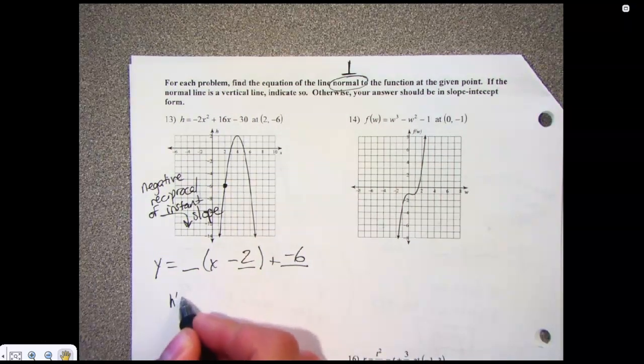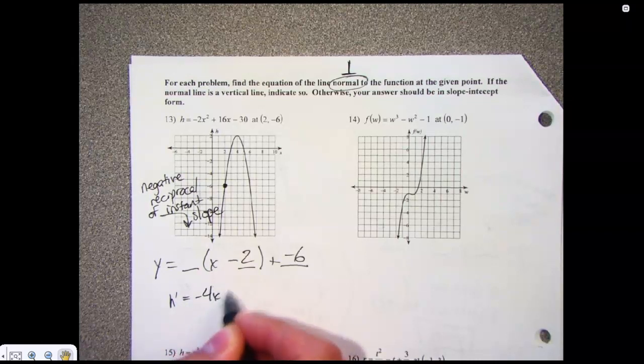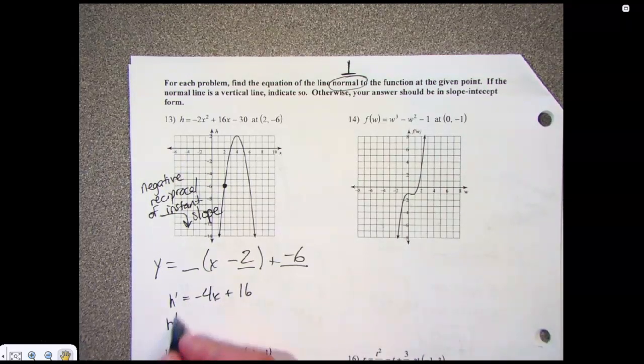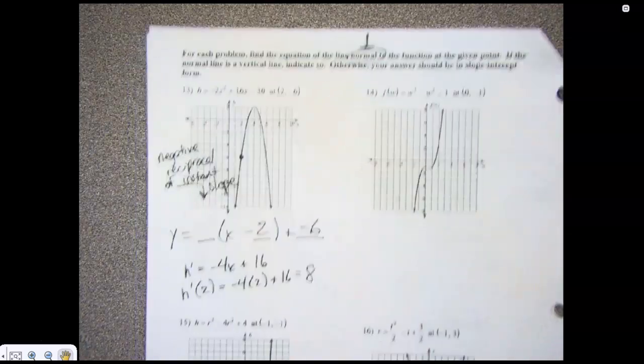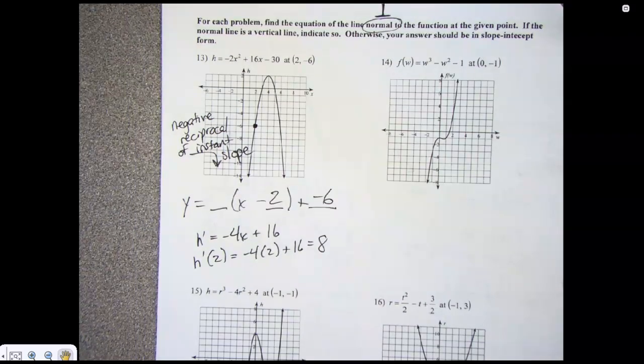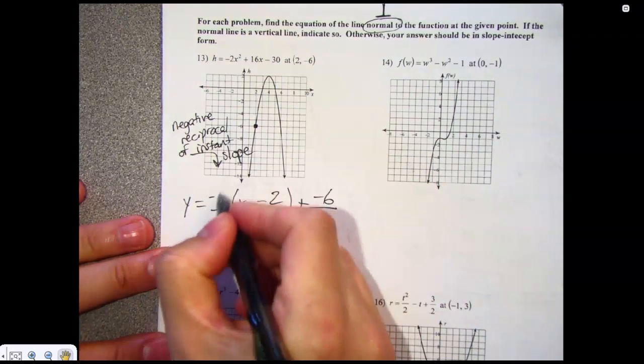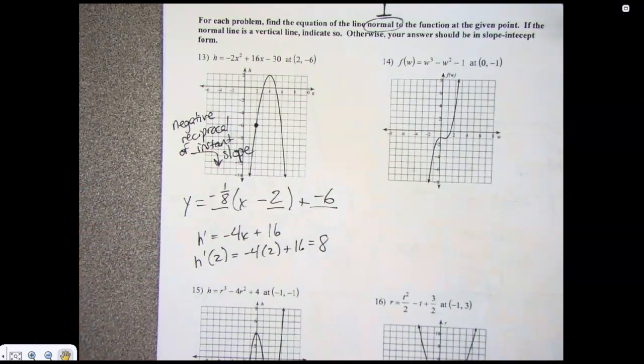So h prime is negative 4x plus 16. H prime of 2 is 8. So 8 is the slope of what? That's the tangent line. What's the slope of the normal line then? Negative 1/8. Negative 1/8. And then they want it in slope-intercept form, so we got some annoying little fractions to do here. I'm going to let you guys have fun with that.